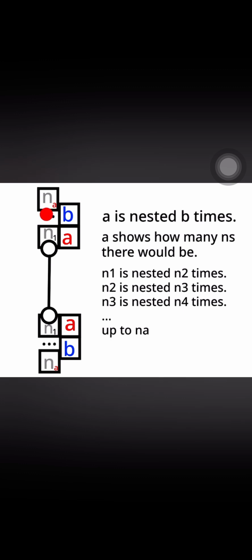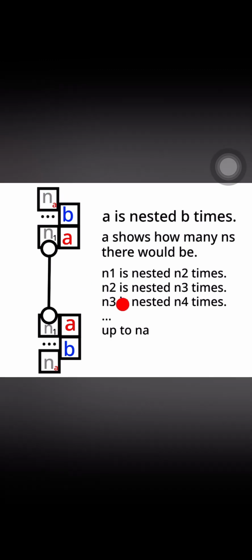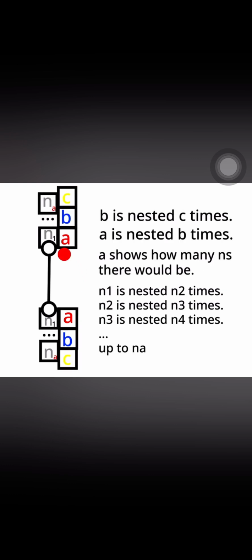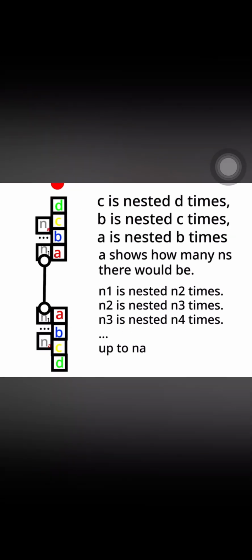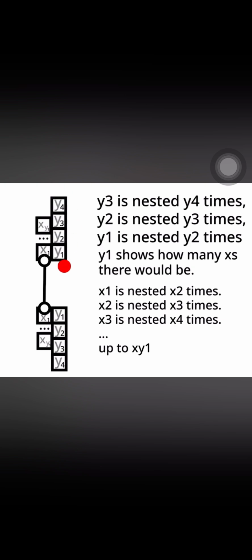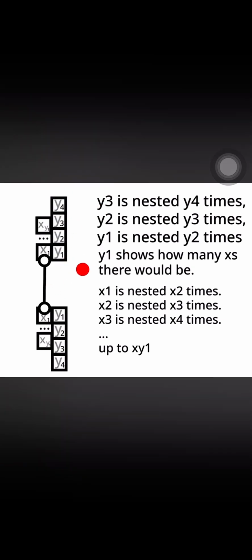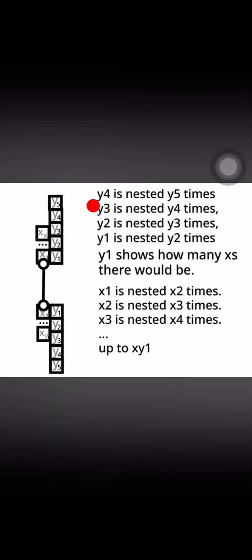So A is nested B times. A shows how many N's there would be. N1 is nested N2 times, and N2 is nested N3 times, and N3 is nested N4 times, all the way up to N_A. So then, if we add another box here, now B is nested C times, and everything else is the same. C is nested D times, so you can just keep on adding more boxes here. So we're going to turn this into Y instead, just because. So now it just keeps on going like that.